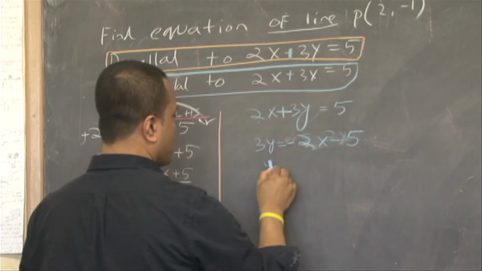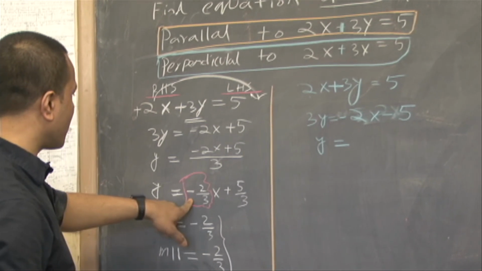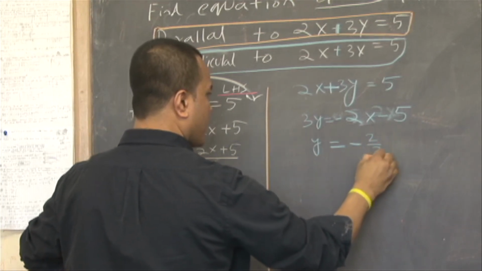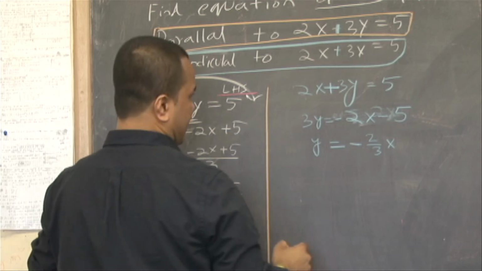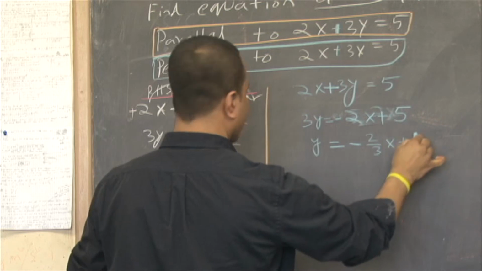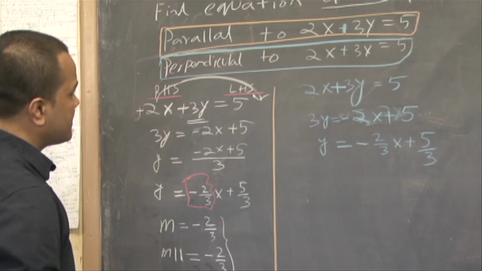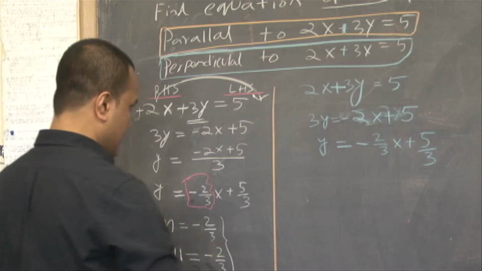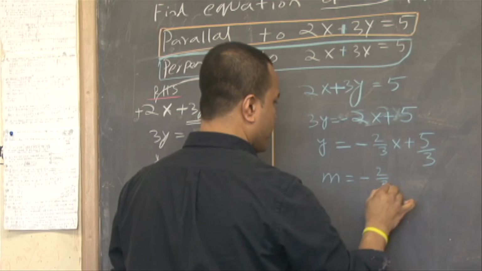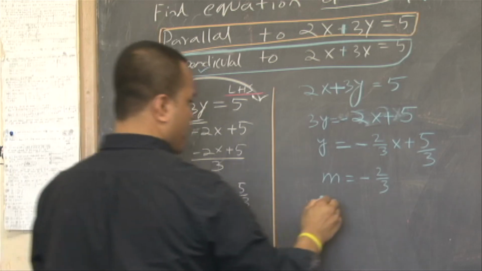Now y is equal to, you should get the same thing. y is equal to negative 2 over 3x, and this is actually plus 5 over 3. All right. So now, what is your slope? The slope is negative 2 over 3, and then this time it is perpendicular.